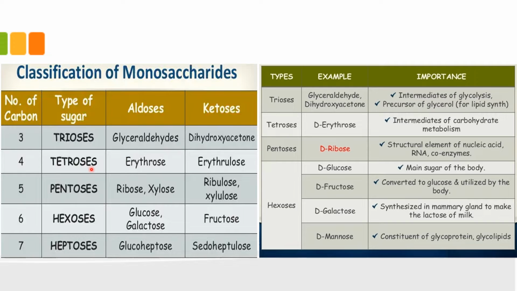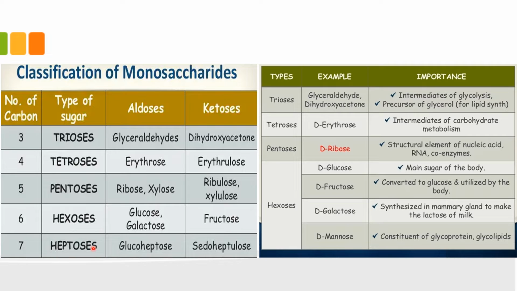Coming to 4 carbon, we call it erythrose if aldehyde is the functional group, and erythrulose as a keto sugar. In pentoses, ribose and xylose are the two aldo sugars, and then ribulose and xylulose are the keto pentoses. Then coming to hexoses, glucose, galactose and mannose are all aldose groups, and fructose alone belongs to the keto group.